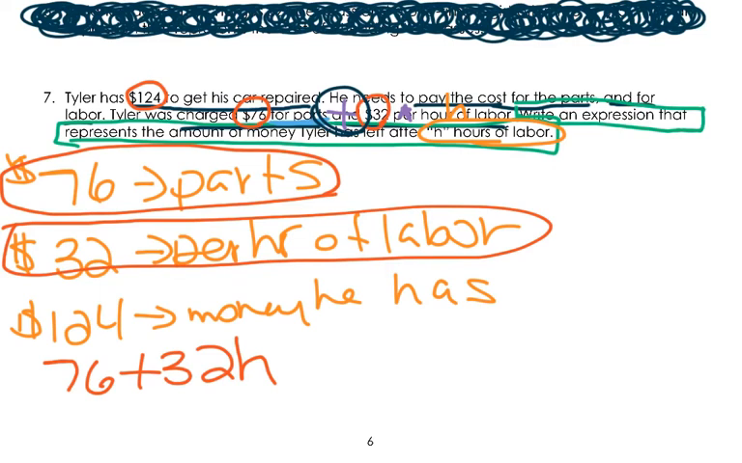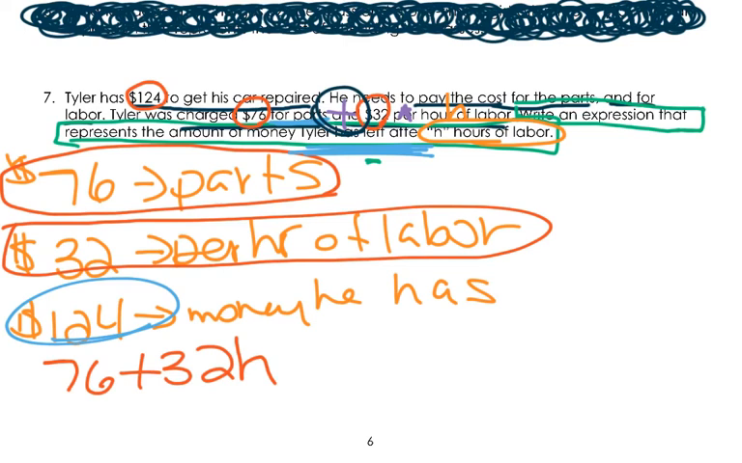But what I also know is that he has $124, and they want to know is writing an expression that represents the money he has left after. And we know left is a subtraction. So really what we're doing is taking the 124 and subtracting it by what it would cost for him for the parts and the 32H.